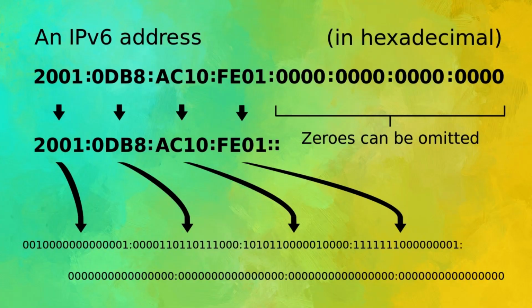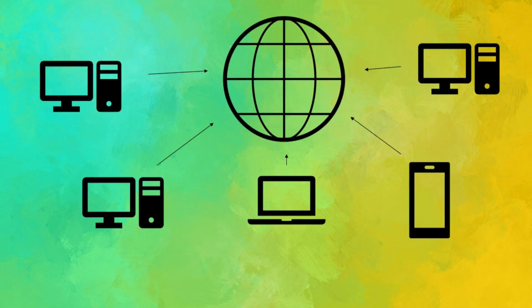IPv6 addresses are usually represented as 8 groups of 4 hexadecimal digits separated by colons, such as what you see on your screen. This allows for a much larger number of unique addresses and also makes it easier to allocate addresses to devices based on their location or network.